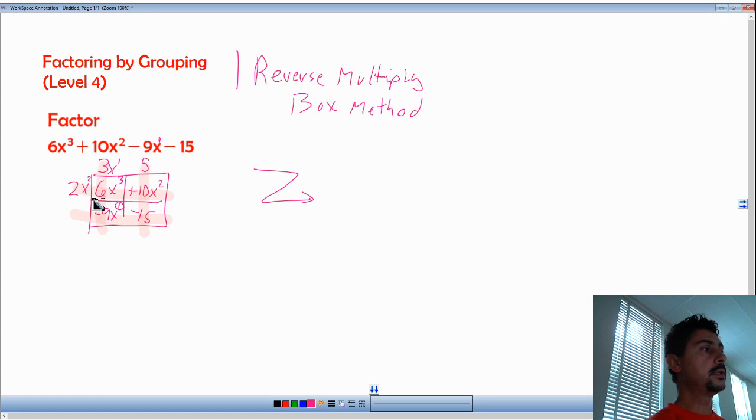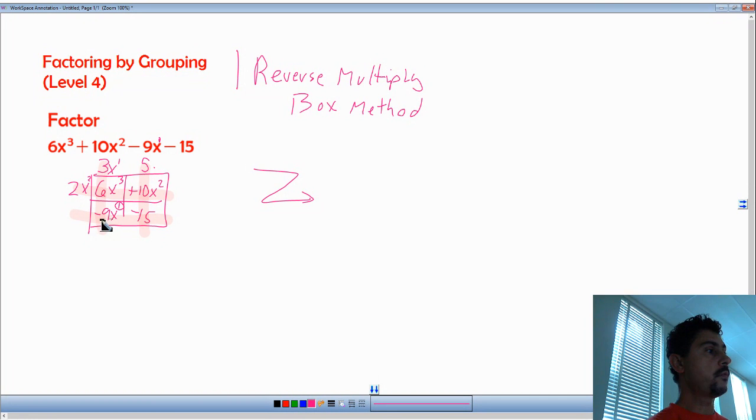Now, here's the thing. You have to check. Now the check is the second column. 2 times 5 is 10. That checks out. X squared times a hidden 1. The hidden 1's always there. Nobody ever writes it, but it's there. And you say, well, x squared times 1 is x squared. You're good to go. All right, next.